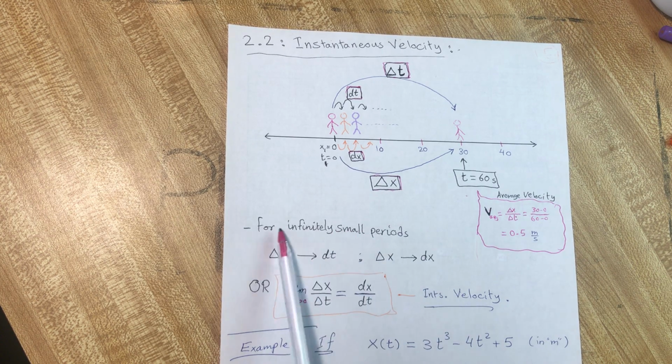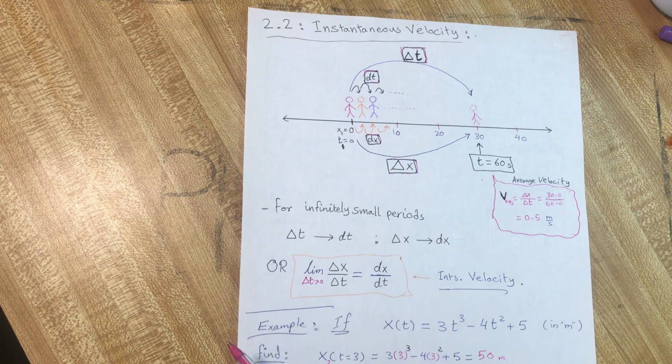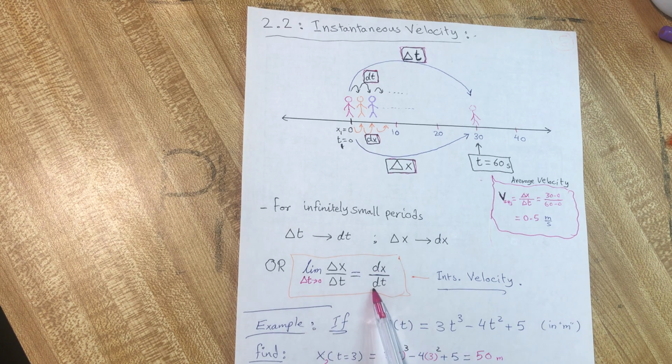So for infinitely small periods, delta t will go to dt, and delta x goes to dx, or in different mathematical notation, the limit of delta x over delta t when delta t goes to 0 is dx by dt. This is the instantaneous velocity, okay? It is the derivative.